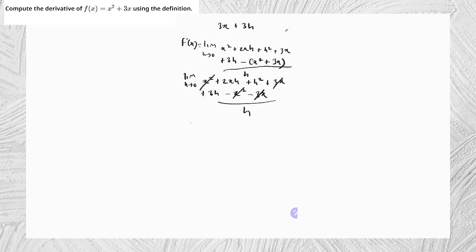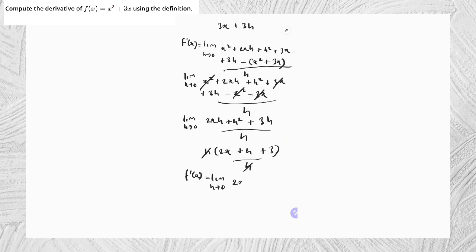And when you cancel out terms, you're going to end up with 2xh plus h squared plus 3h divided by h as you limit h to 0. Now, you factor h from the numerator and you have h times (2x plus h plus 3) in brackets divided by h. And once h cancels out h, you have 2x plus h plus 3 as you limit h to 0. Now, once you take the limit of h to 0, h returns to 0, so you are left with 2x plus 0 plus 3, which is equal to 2x plus 3, and that's your final answer.